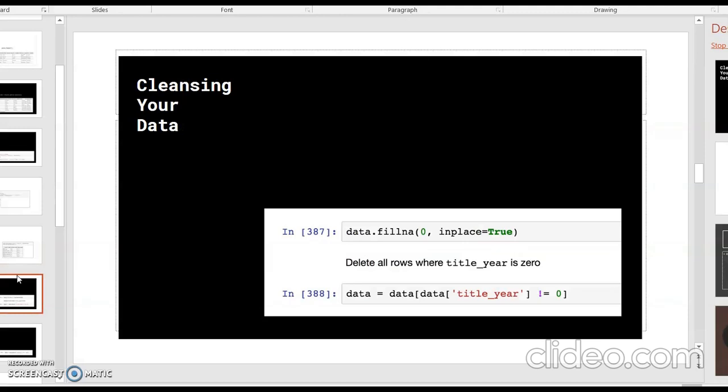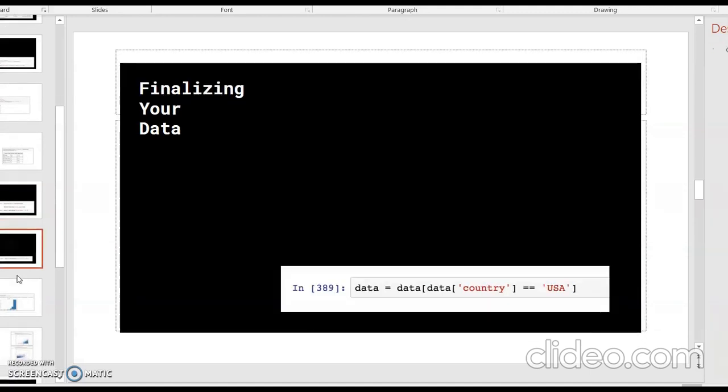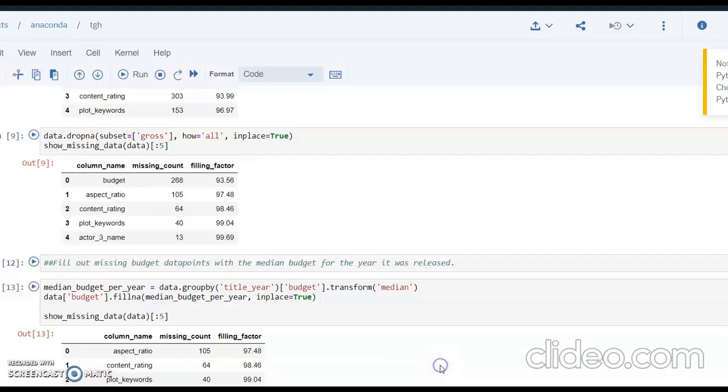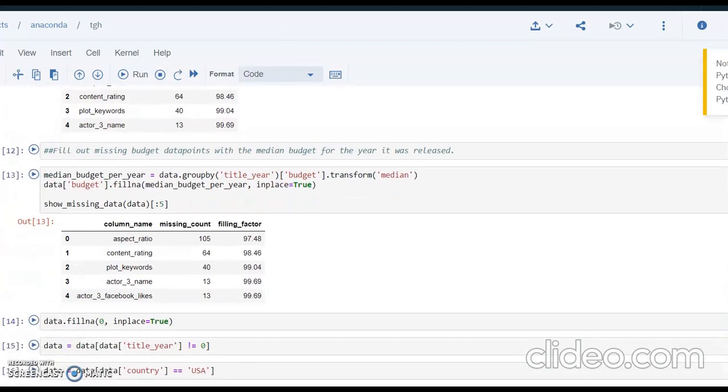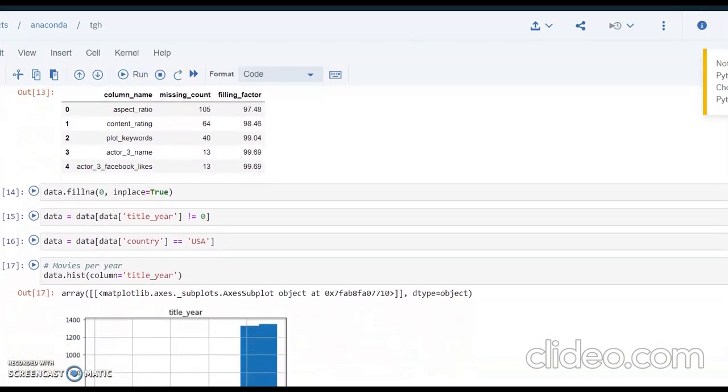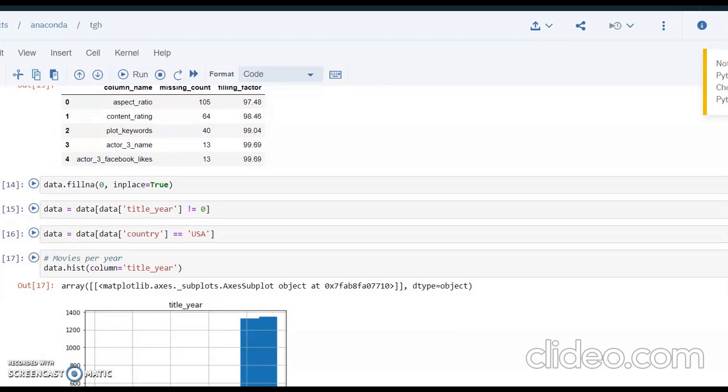We're going to delete the rows with title years of 0, and you would go another step in finalizing the data that you're going to clean. After that, we look at the data points with the missing budgets, and then we fill those in with values that are estimated by median budgets per year, so it's a rough estimate. These were the 3 steps that I showed you in the slide. These are the steps that we would take in cleansing your data.